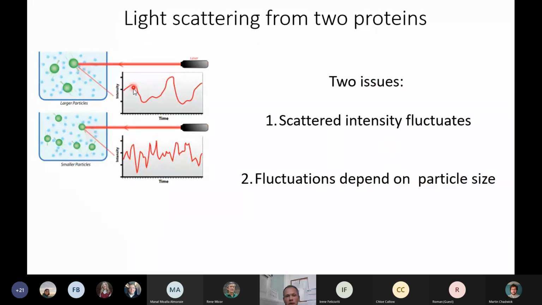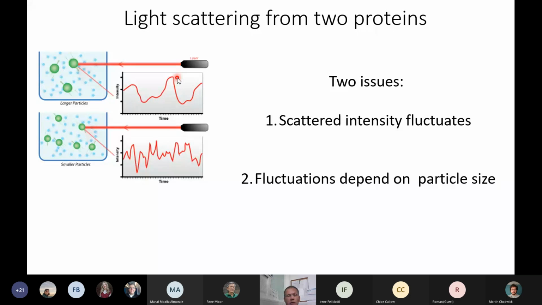First, the scattered light fluctuates. You can see that for solution A and for solution B, the scattered light is very stochastic. It's a very random value. And another issue that you can probably see is that these fluctuations depend on the particle size. So for the solution of a larger protein, these fluctuations are not so random. There are some areas where the intensity is not jumping up and down, but behaves in quite a deterministic way.